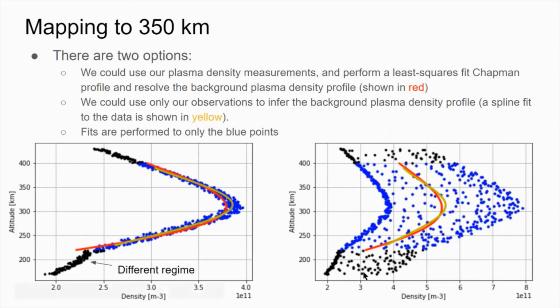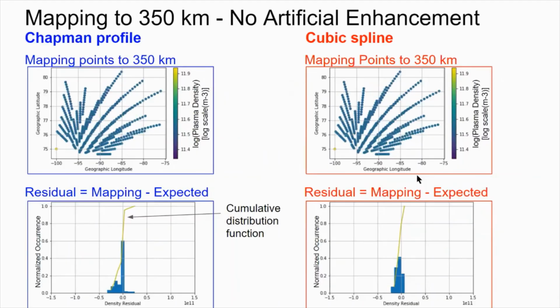And then over here is if I introduce some plasma density enhancement, and we see that between the red curve and the yellow curve there are some variations. In other words, there is a difference between introducing a Chapman profile and correcting it versus if I just take a cubic spline of everything. But what we can do is use these different curves to map points that we have down here up to 350 kilometers.